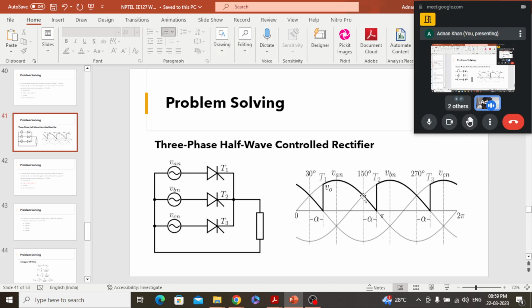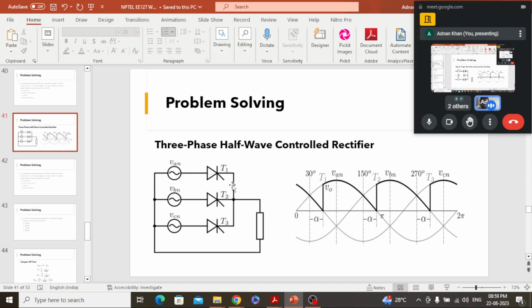It would continue up to 150 degree, and after that B takes over. Now you can see here that the voltage B is higher, therefore T2 will start conducting. And at 270 degree you can see that VC is highest, and then T3 would start conducting. But here we don't have diodes that start at 30 degree, 150 degree, and 270 degree.